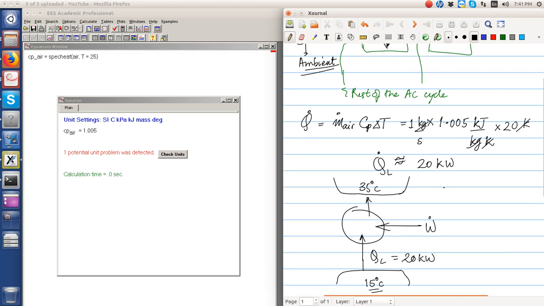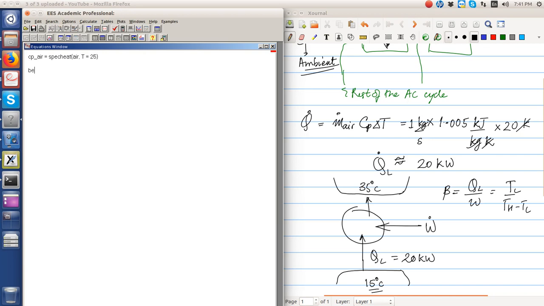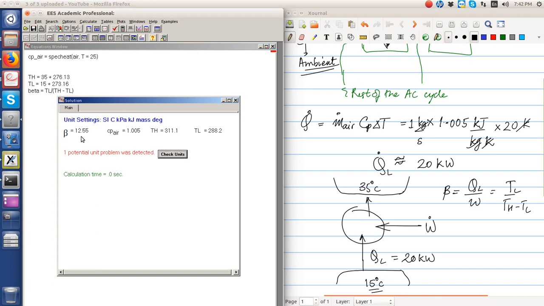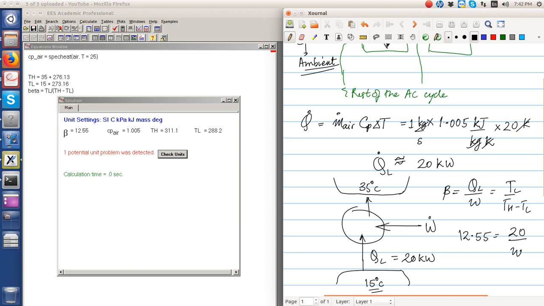So what is the maximum possible efficiency? So beta is equal to QL by W, which is equal to TL by TH minus TL. So the coefficient of performance beta is equal to TL divided by TH minus TL, where TH is equal to 35 plus 273.16, TL is equal to 15 plus 273.16. That will give us the maximum possible coefficient of performance of 12.55, which is equal to 20 kilowatt divided by the net work input.